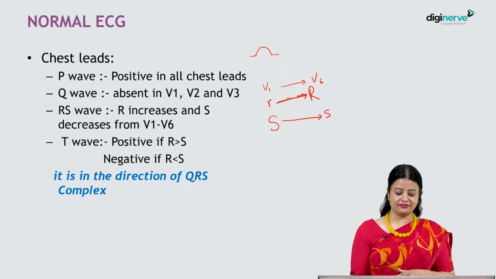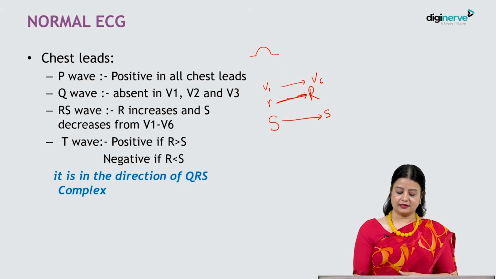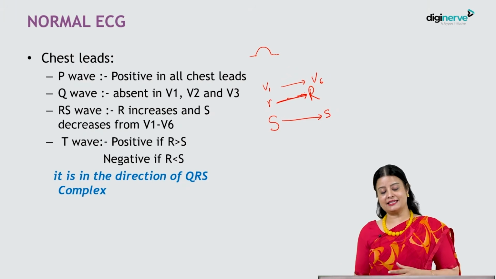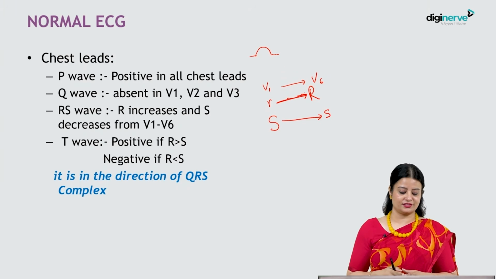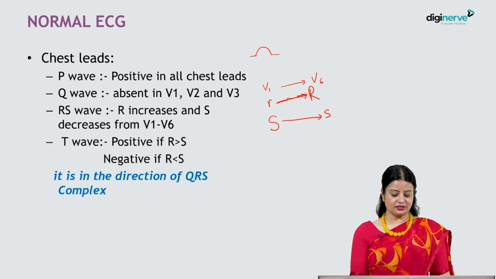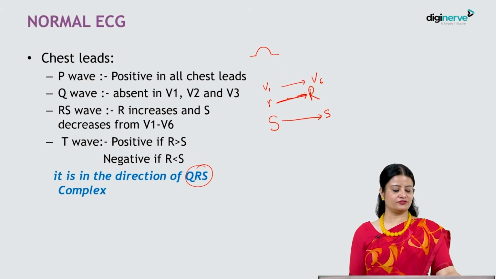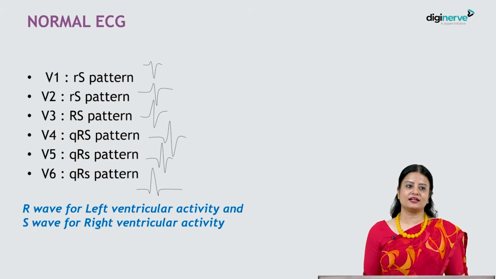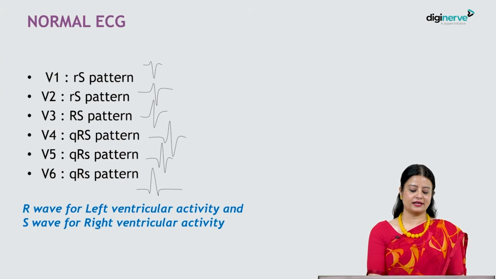And the T wave, it is upright if the R is larger and it is negative if the S is larger. Right? So T wave is always in the direction of the QRS complex. So let's see this RS pattern. So this is also called as the RS pattern or QRS pattern.